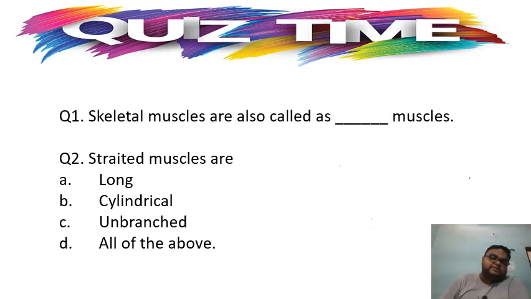Striated muscles are, read the options very carefully. First one, long, cylindrical, unbranched, or fourth option, is it all of the above? Right? Is it all of the above? So, just think about this question and I'll ask the answer in just 5 seconds. 5, 4, 3, 2, 1, 0. So what is the correct answer, students? Yes, it is all of the above. The striated muscles are long, cylindrical, and unbranched. So the answer is all of the above. Very good, students.